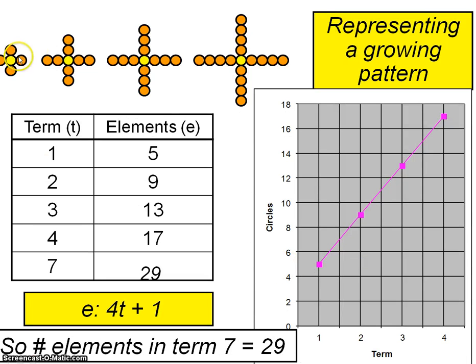For instance, here's a growing pattern. The first term has 5 elements, the second term 9, the third term 13, the fourth term 17. Ultimately, the 7th term would have 29. The number of elements is 4 times the term plus 1. And I could represent it in a table like this or on a graph.